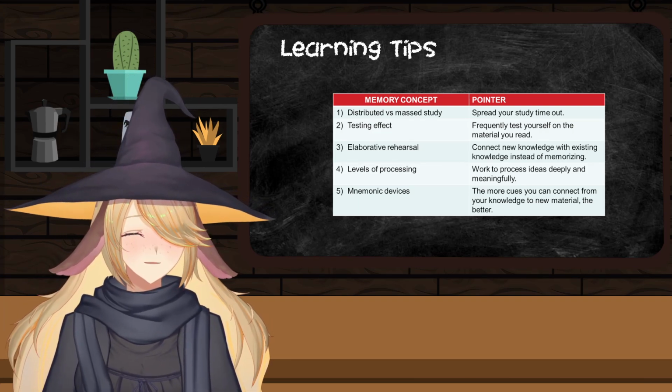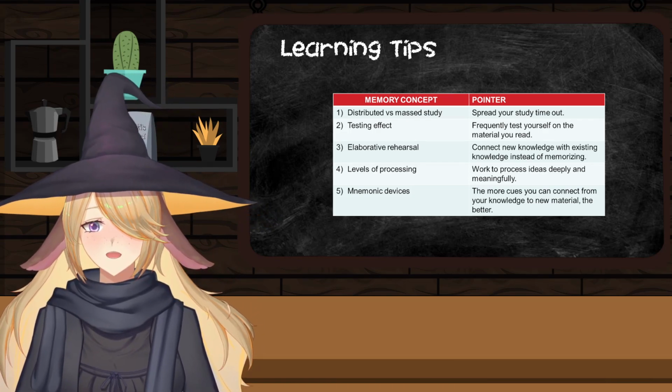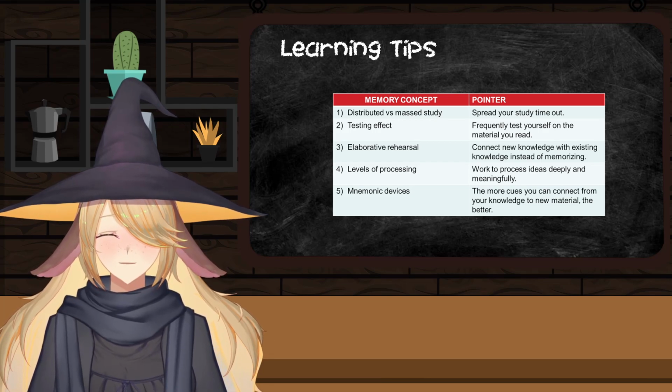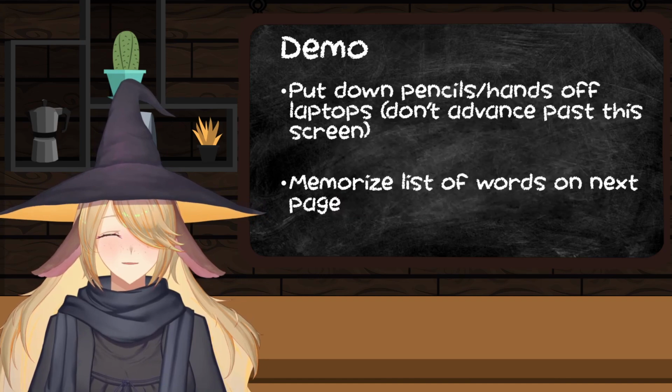And mnemonic devices, which we'll talk about in a second, are also a way to do this. Again, a big part of memory is making connections between information. It makes it easier to recall any one bit of information. We'll talk about why in a second.